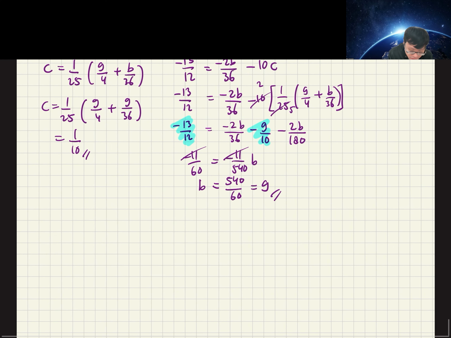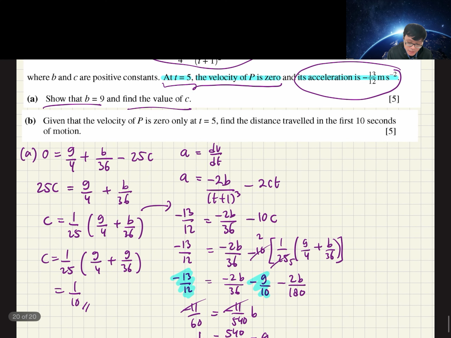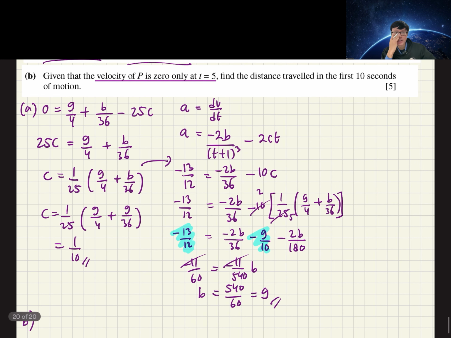Okay, move on to the last question. It's about, given that the velocity is 0 only at time equals 5, find the distance traveled in the first 10 seconds of the motion. Like the previous question, we have to know when the object is instantaneously at rest. Because when it is at rest, there is a change in velocity from negative to positive or from positive to negative. So we need to know when it is positive and when it is negative.